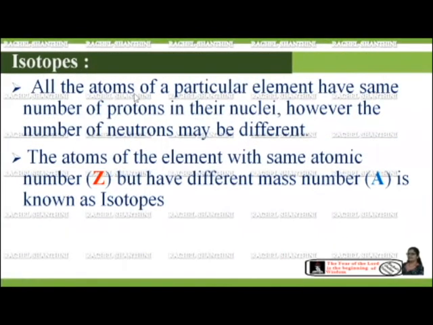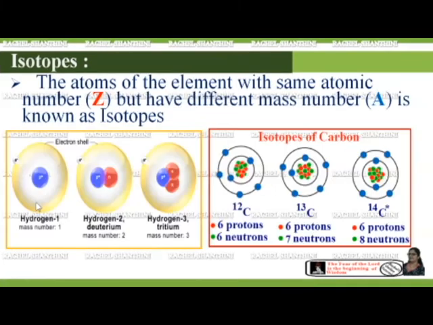Isotopes. All the atoms of a particular element have the same number of protons in their nuclei. However, the number of neutrons may be different. The atoms of the element with the same atomic number Z but different mass number are known as isotopes. For example, hydrogen has 3 isotopes. They are protium, deuterium and tritium.